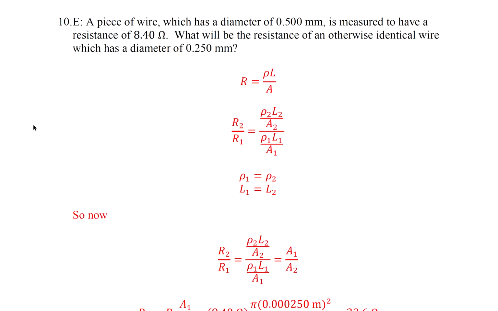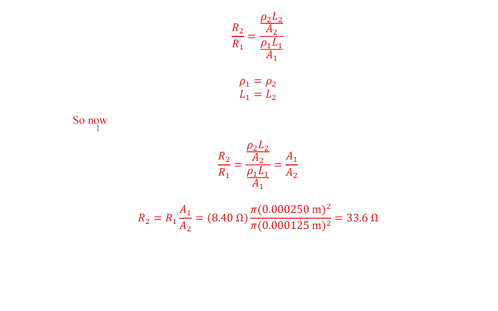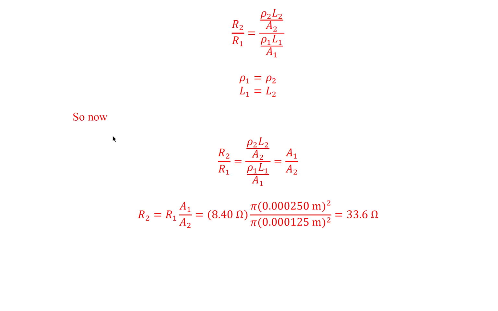Question 10. A piece of wire which has a diameter of 0.5 millimeters is measured to have a resistance of 8.4 ohms. What will be the resistance of an otherwise identical wire which has a diameter of 0.25 millimeters? Once again, I take a ratio, R2 divided by R1. So we end up getting R2 equals 33.6 ohms.